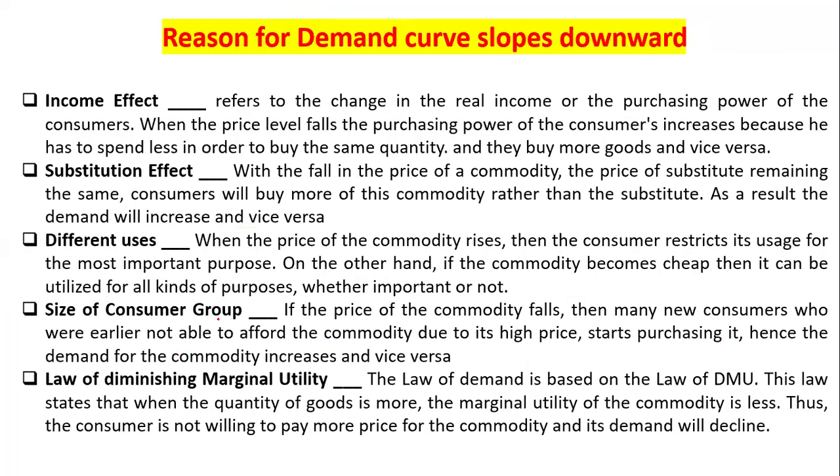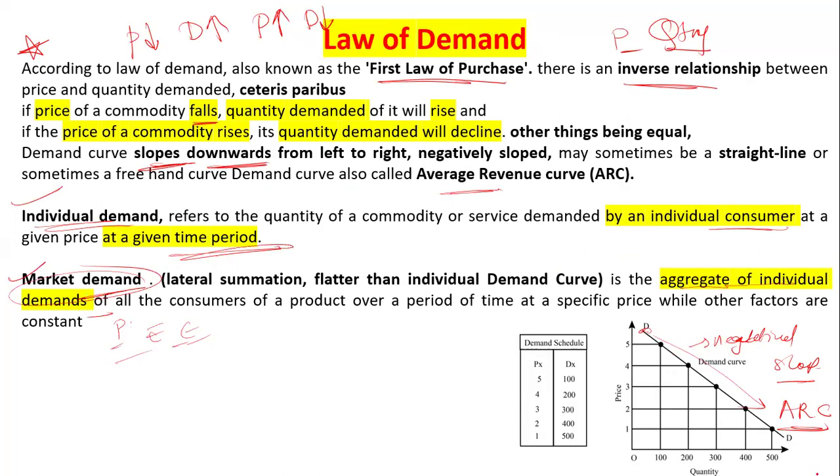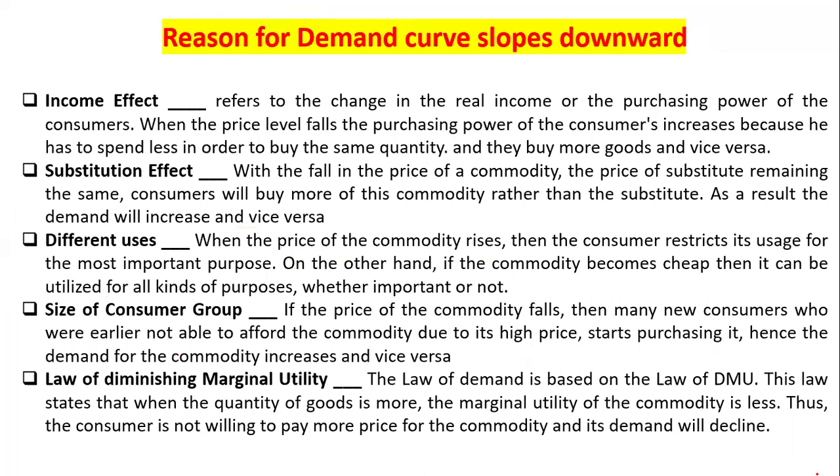Next. The reason why I say that the demand curve has a downward slope, from left to right. So why is the demand curve always having a negative slope? There are some reasons. What are these reasons? There is an income effect on demand.